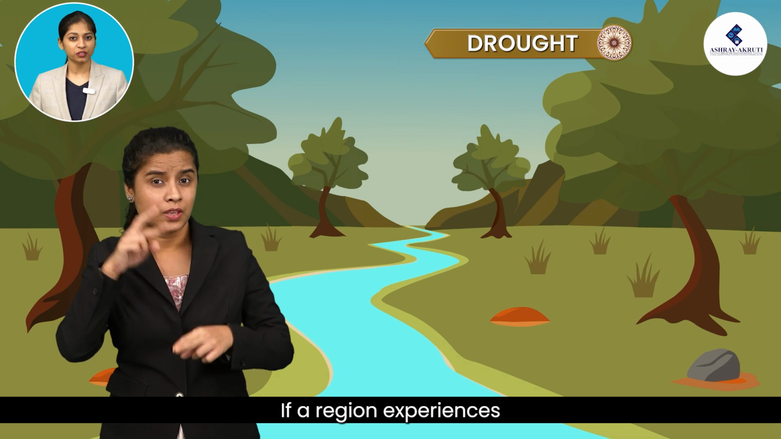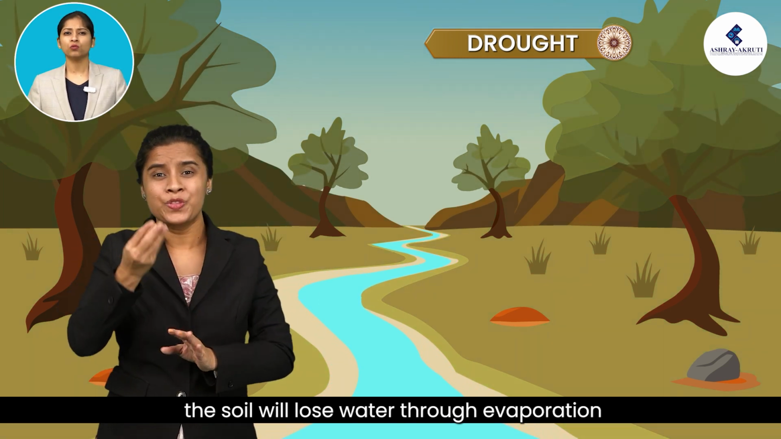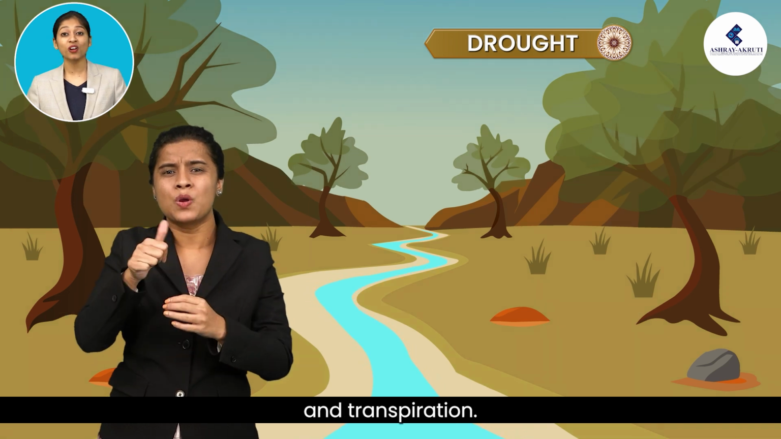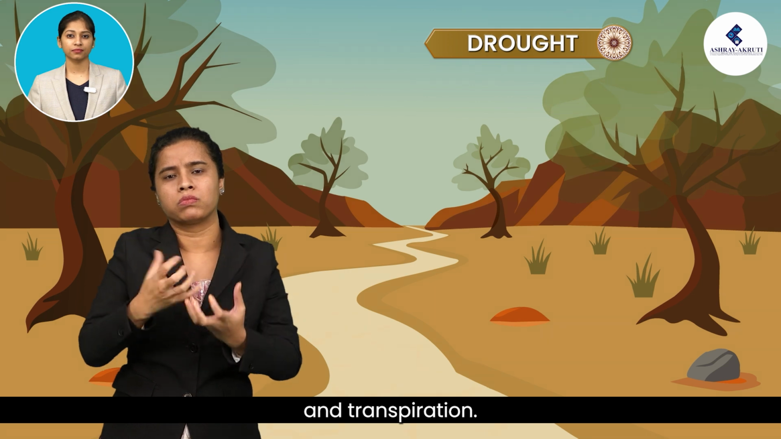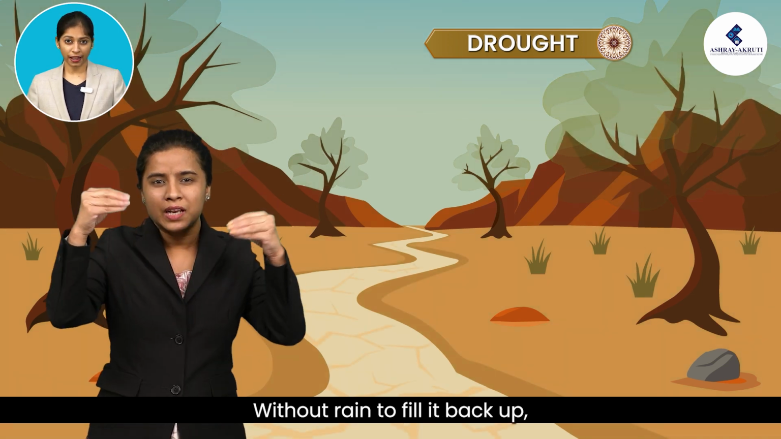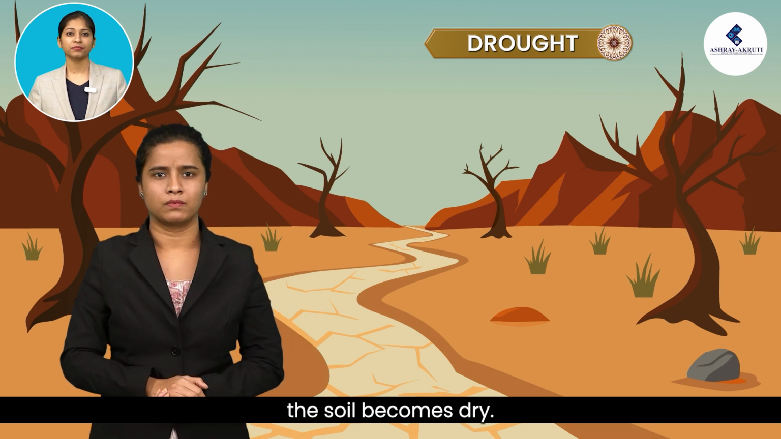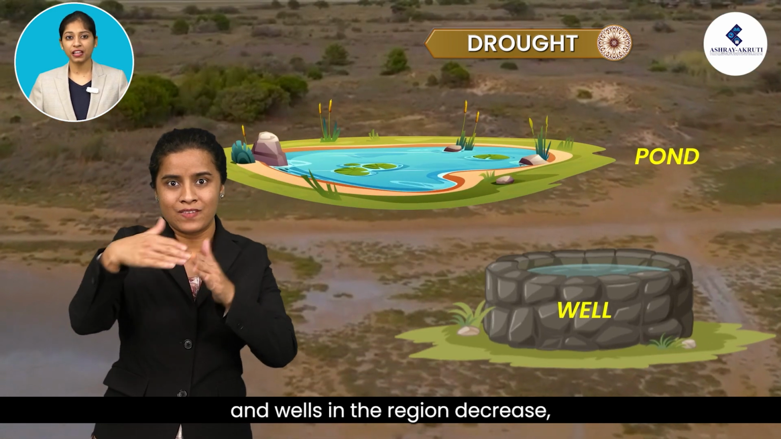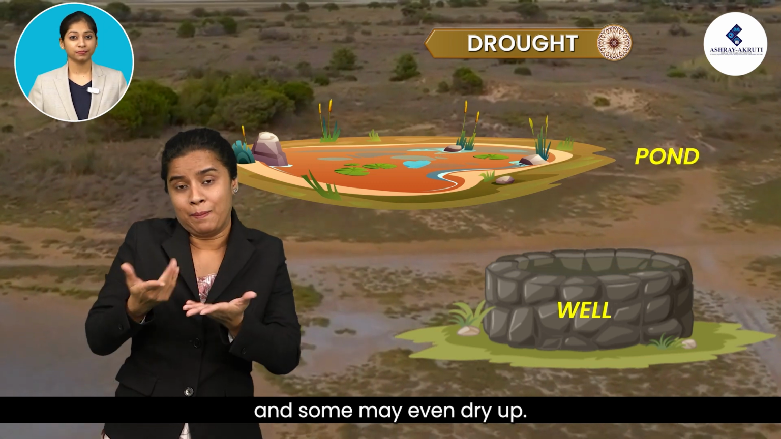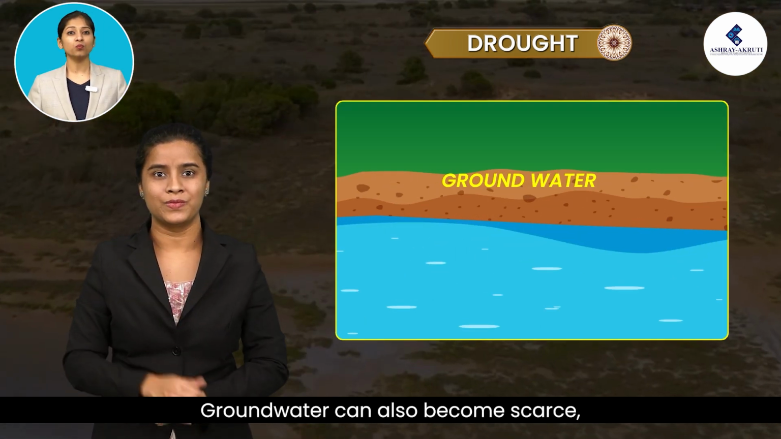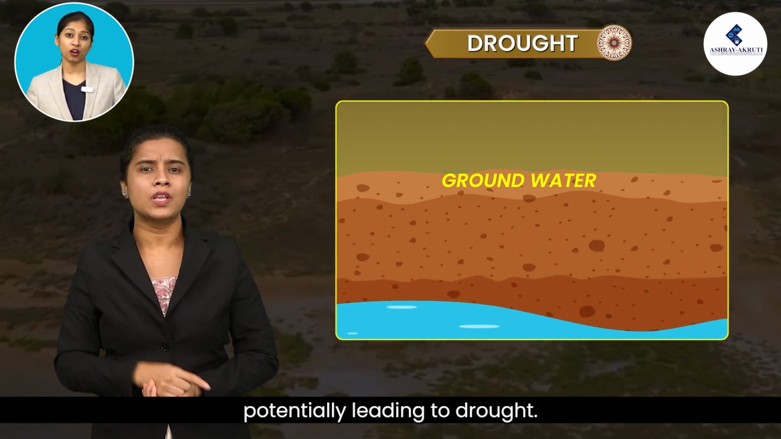If a region experiences no rain for a year or more, the soil will lose water through evaporation and transpiration. Without rain to fill it back up, the soil becomes dry. The water levels in ponds and wells in the region decrease, and some may even dry up. Groundwater can also become scarce, potentially leading to drought.